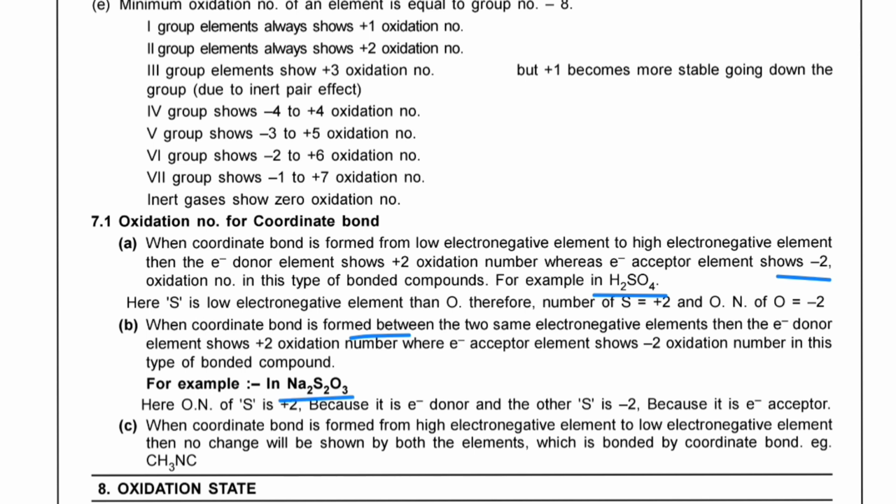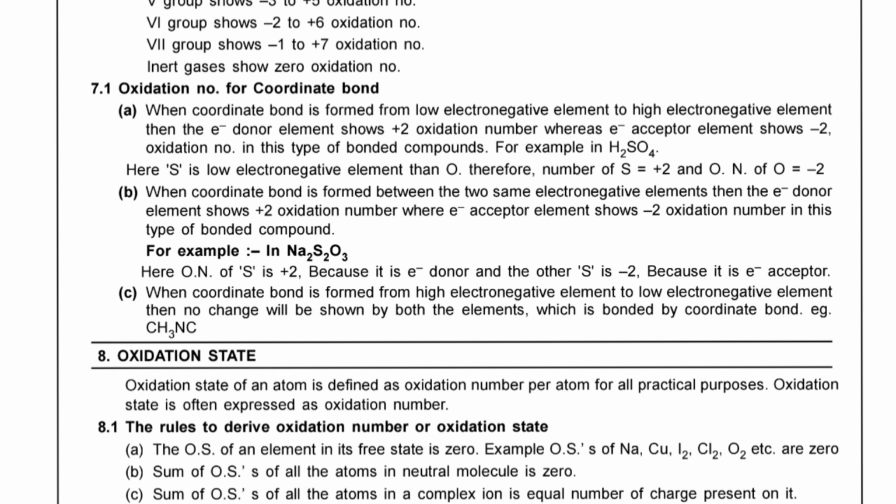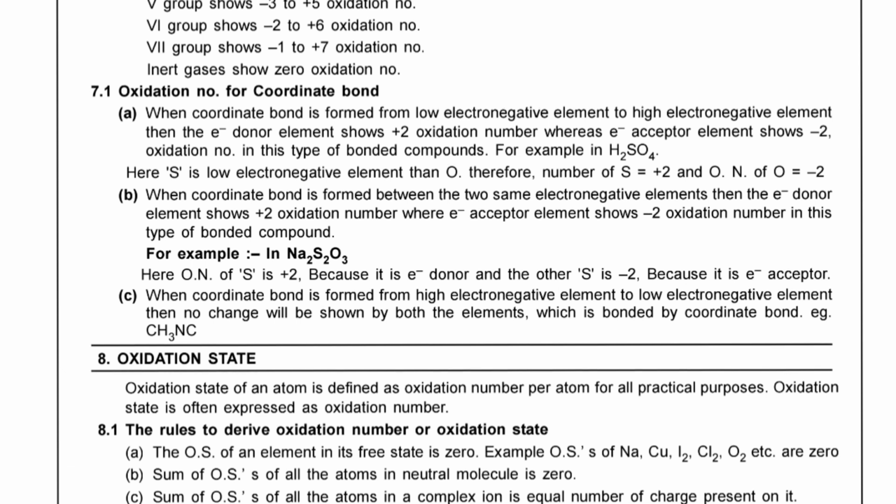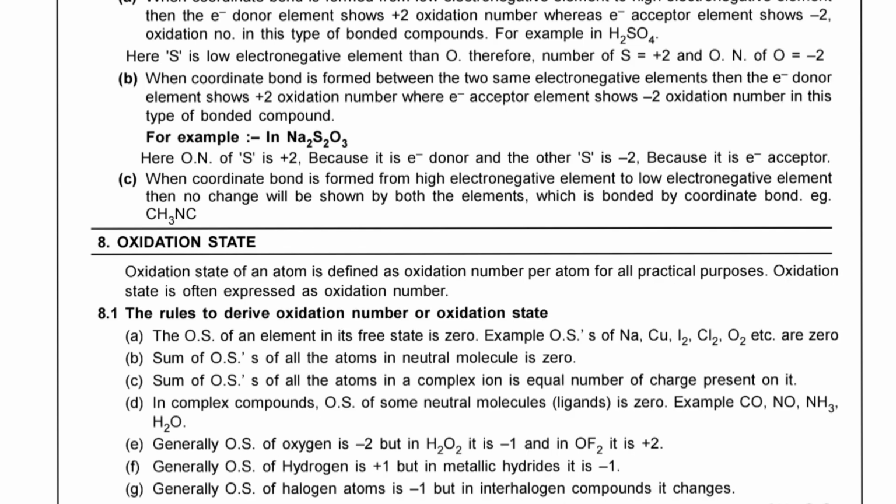An example is Na2S2O3. Part C: when a coordinate bond is formed from a higher electronegative atom to a lower electronegative atom, no change is shown by either of the elements bonded by the coordinate bond, for example in CH3CN, methyl cyanide. Oxidation state is defined as oxidation number per atom for all practical purposes.